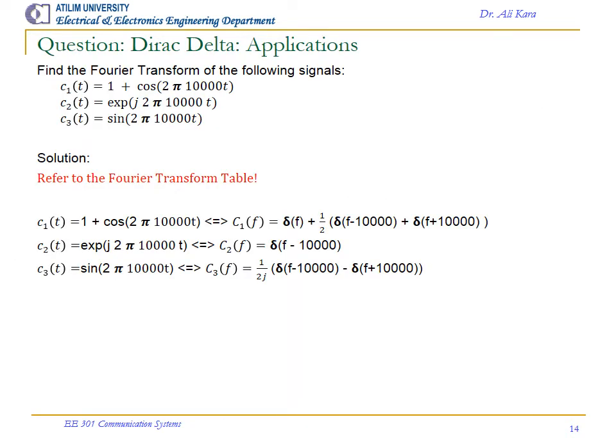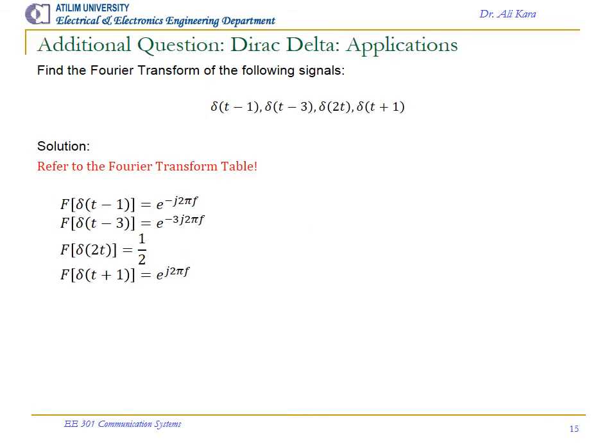Question: Dirac delta applications. Find the Fourier transform of the following signals: 1 plus cosine 2 pi 10,000 t, exponential j 2 pi 10,000 t, sine 2 pi 10,000 t.